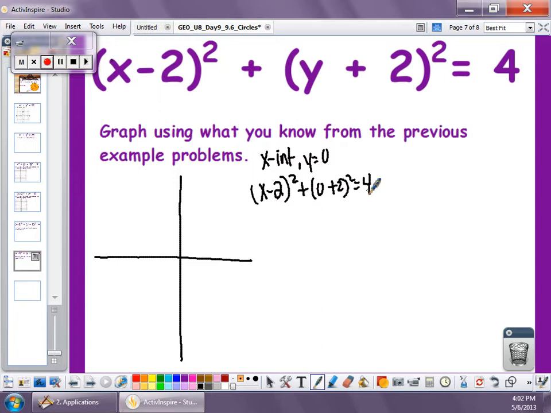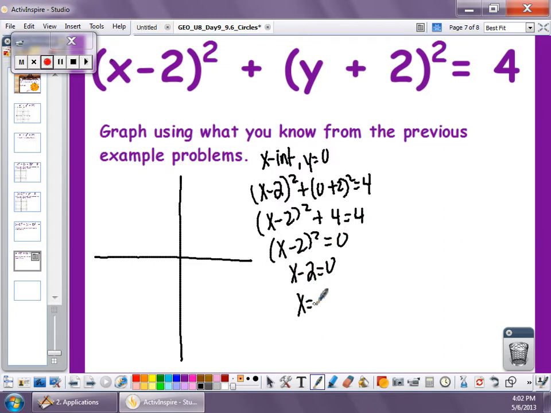So 0 plus 2 is 2. 2 squared is 4. I subtract 4 from both sides. That leaves me 0. Take the square root of both sides. The square root of 0 is still just 0, so I know I have an x-intercept at 2.